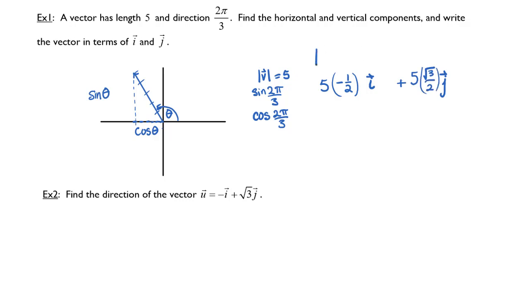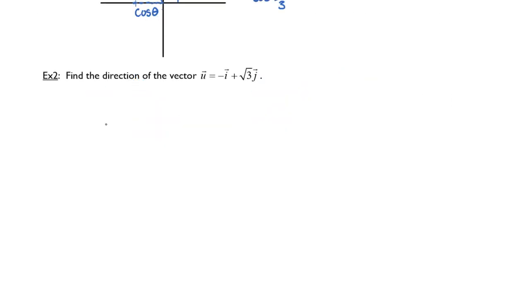So once again, I'm using the formula magnitude of v times cosine of theta times the i vector, unit vector i, plus the magnitude of the vector v times sine of theta times the unit vector in the y direction, or j. So we can say that the vector v is equal to 5 times negative 1/2 i plus 5 times root 3 over 2 j.